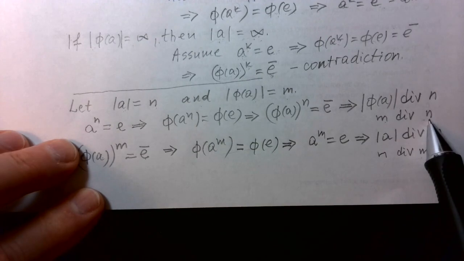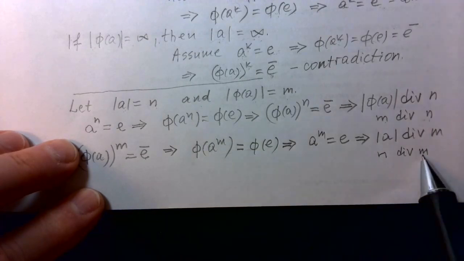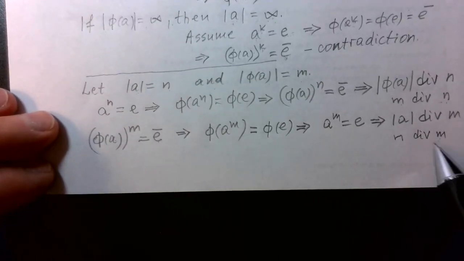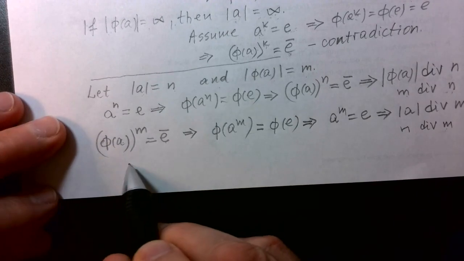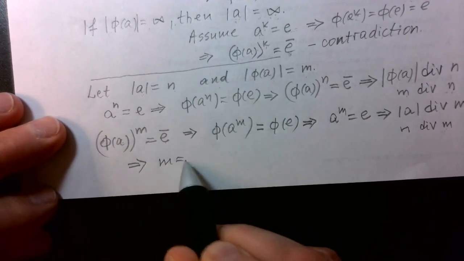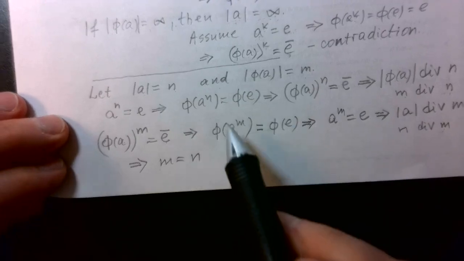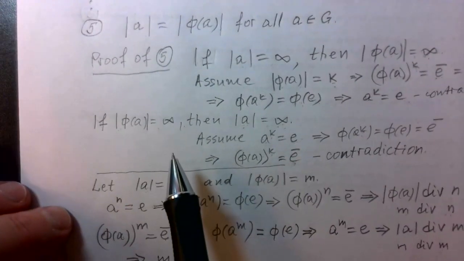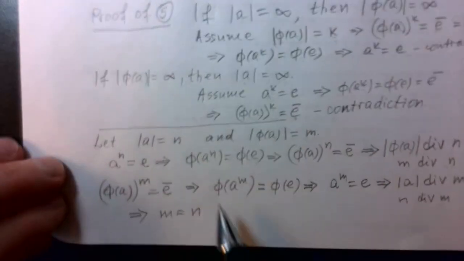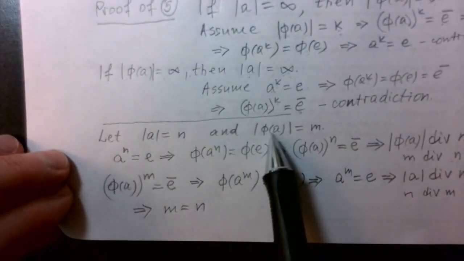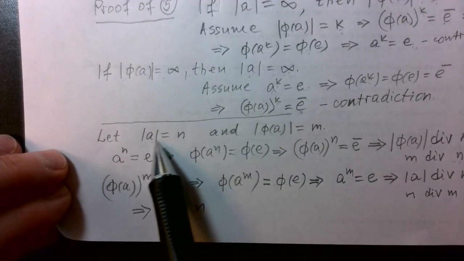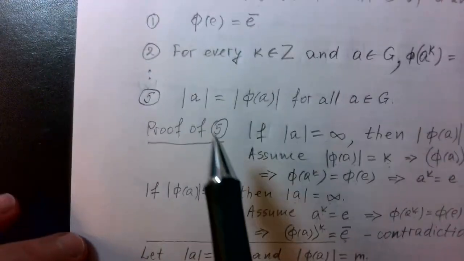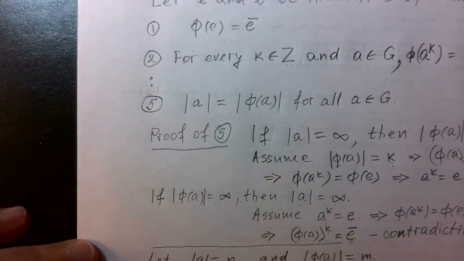Now we have this opposite: m divides n and n divides m. These are positive integers by definition, and each of them divides the other one, so they must be equal. But this is just what property 5 says. n is the order of phi of a, n is the order of a, so those two orders are equal. So we prove property 5.